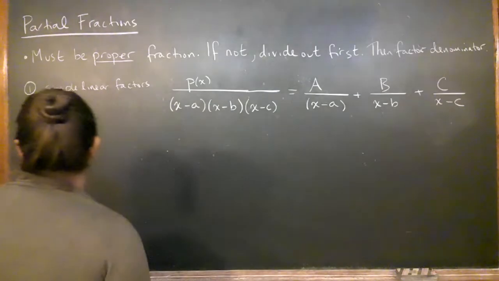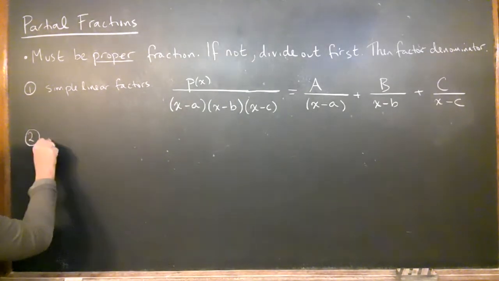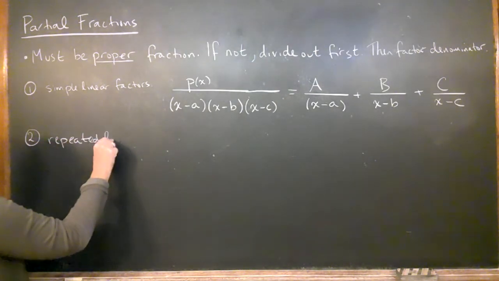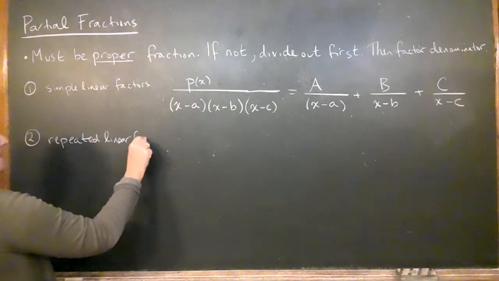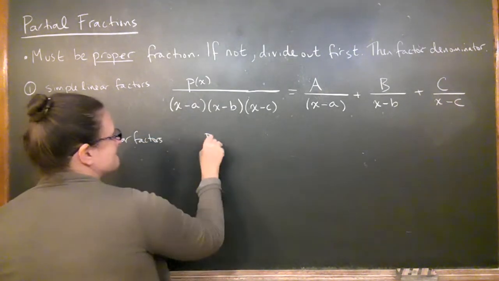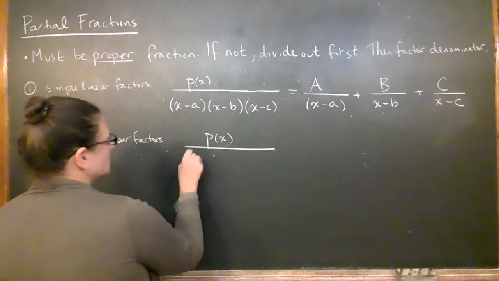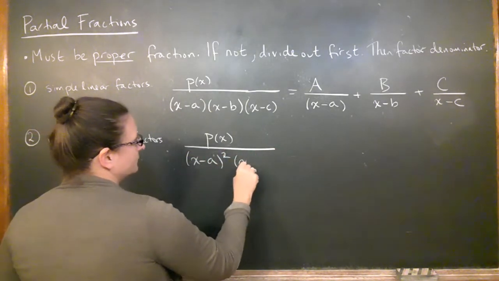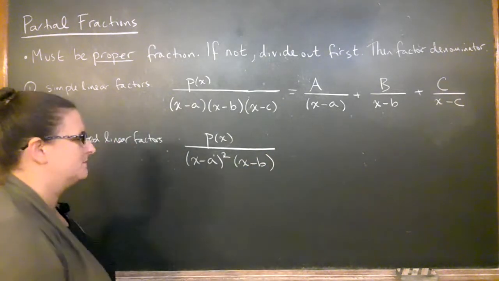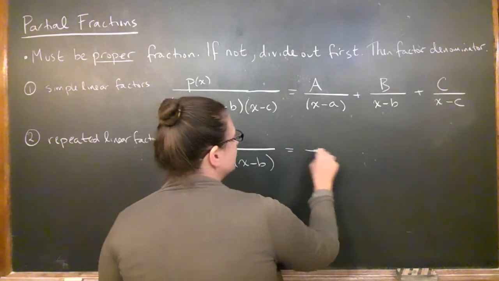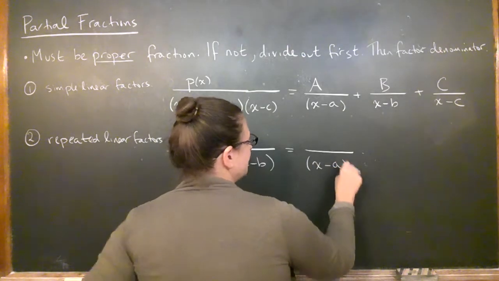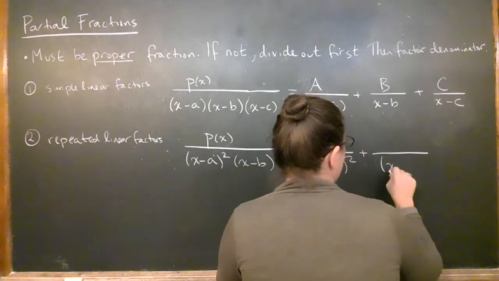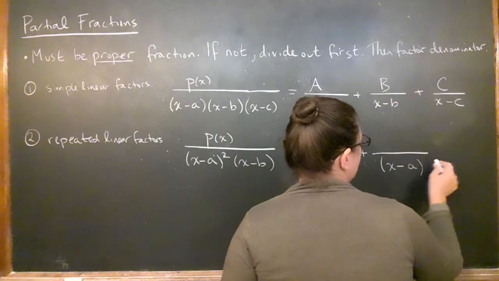Okay. So second case, repeated linear factors. So it would be something like x minus a squared, and then of course you have to have something else there to mess around with it. So you have to remember that when you have something to the n, you have to go all the way down, right? From that n all the way to 1.